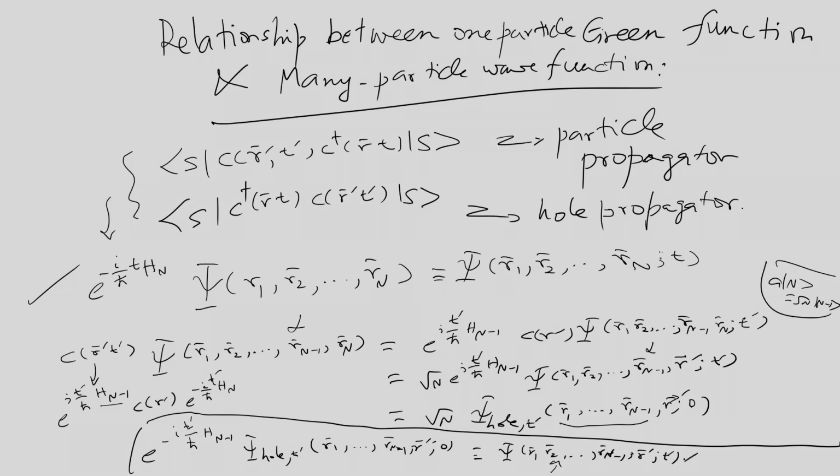And if that new state is exactly the same as this state, which is the time evolved original state followed by annihilation, so if these two are the same states, then you call this the whole wave function parameterized by t dash.